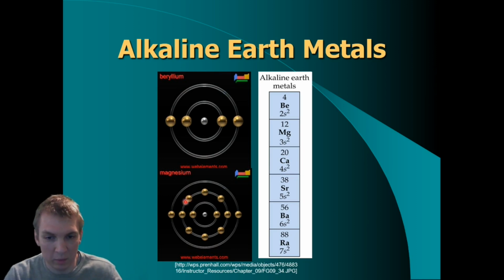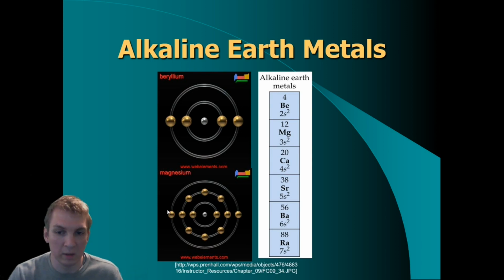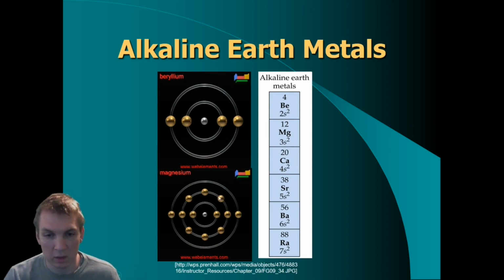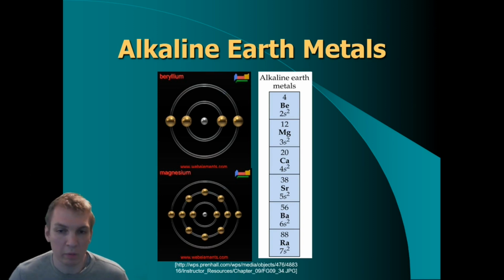So magnesium, if it wants to have this ring be its outer ring so that it's completely full, this electron and this electron would donate to something that would need those 2 electrons. So they're a little bit more stable than the alkali metals. They don't need to be stored in mineral oil or anything, but they can still be pretty reactive.